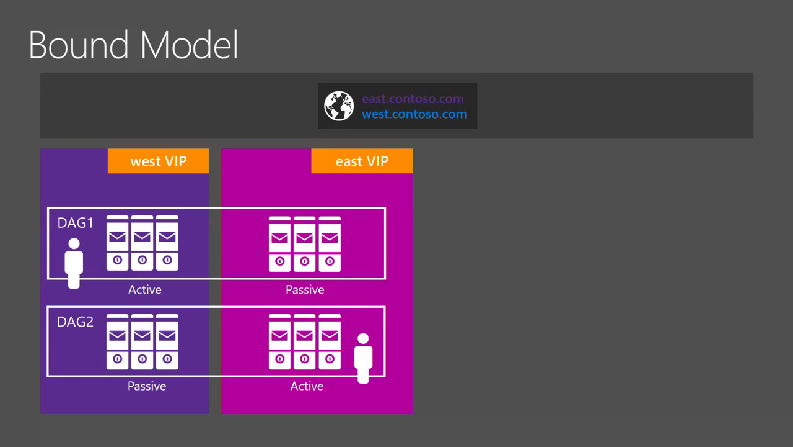All right, so let's talk about the bound model first. The bound model means that the namespace is tied to a particular data center, like east or west or north or south or whatever you want to do. In my example, I'm using east and west. So I've got 2 different users. I've got, say, for example, Sue. She's somewhere in North America. Her database is located in DAG 1, and it's currently active in the west data center. So she'll be using west.contoso.com.